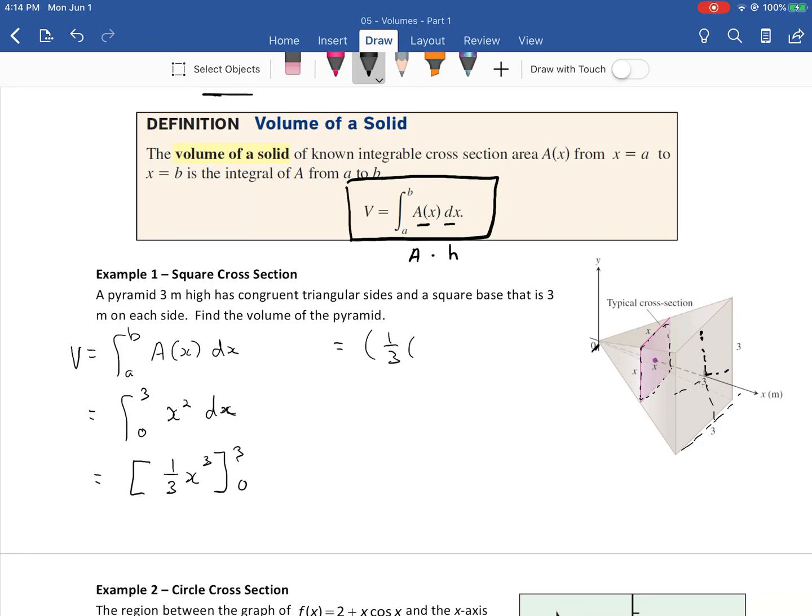Antiderivative, 1/3 x cubed, evaluating between 3 and 0. So in the first bracket, 1/3 times 3 cubed. Second bracket, 1/3 times 0 cubed. And here I get 3 cubed, 27. Times 1/3, I get a 9 in the first bracket, and I get a 0 in the second one. So I get a 9 here. 9 what? We're talking about a volume, so we need cubed. We're talking about meters, so we're talking about meters cubed.